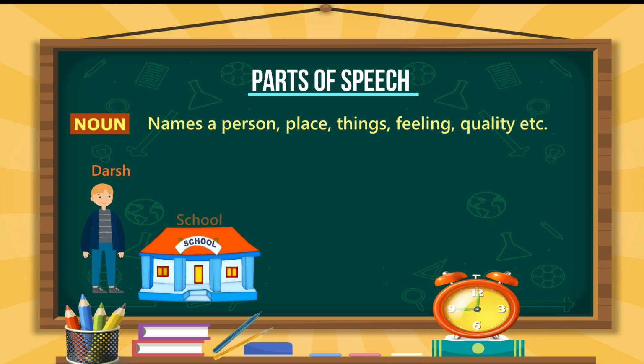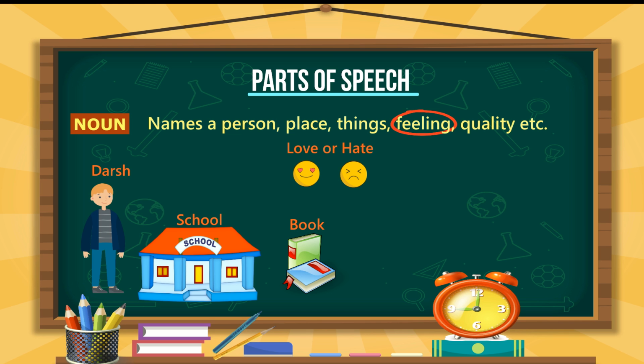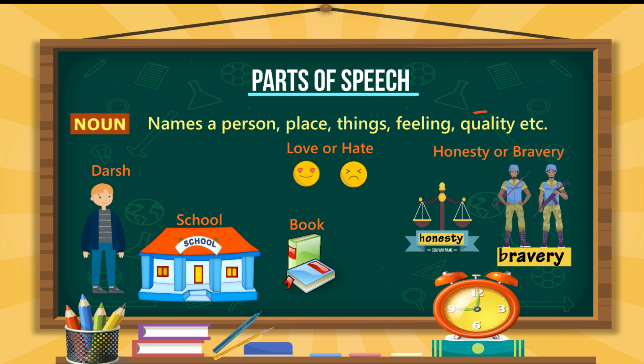If I say school, that is the name of a place. So, it is a noun. If I say book, that is a name of a thing. So, that becomes a noun too. If I say love or hate, that is the name of a feeling. So, that becomes a noun as well. If I say honesty or bravery, these are names of quality. So, these are nouns as well. So, anything, it doesn't matter what it is. If it is a name, it has to be a noun.